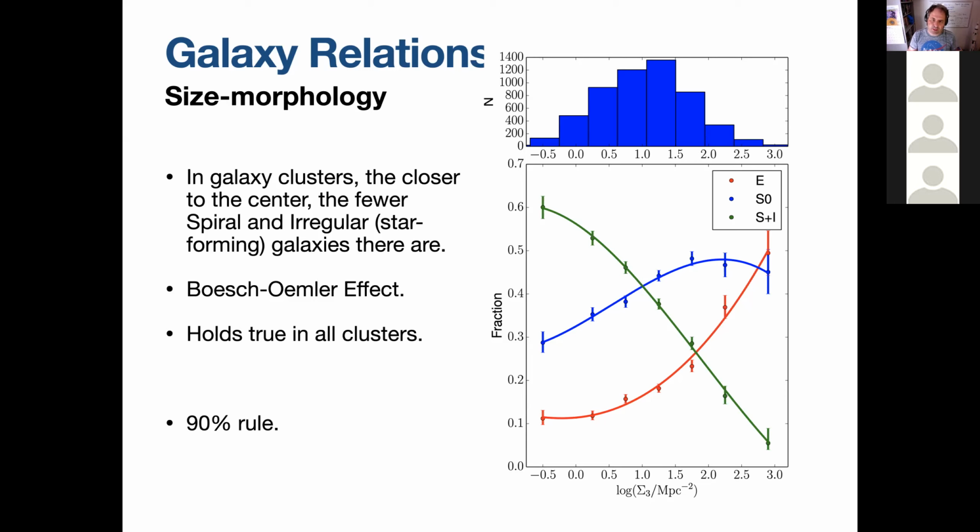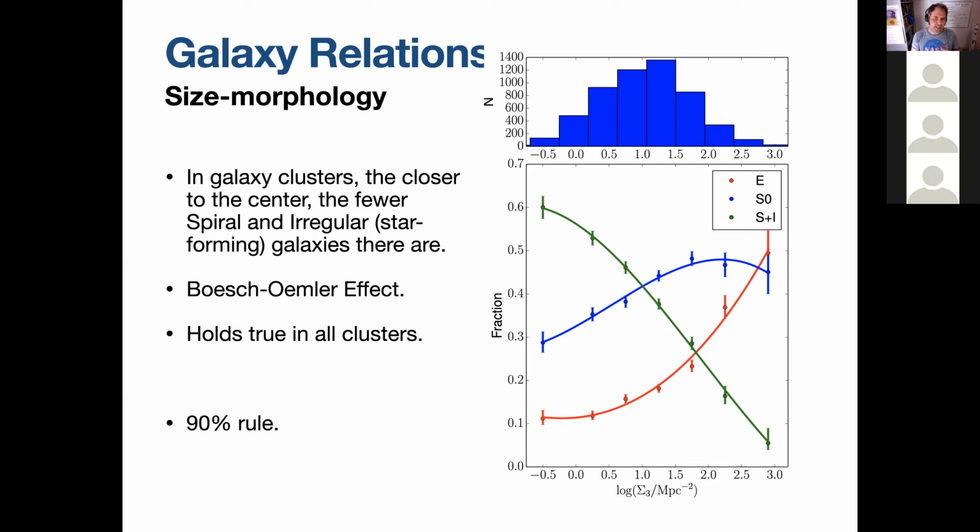S plus I means spiral plus irregulars. So it's basically everything that's a disk. And S-zeros is something in between. So those are the three that they kept track of. As you go to greater and greater densities, ellipticals become half the population in an extremely dense environment, and then S-zeros are the other half, and there's like 5% of disk galaxies left. So clearly, if I move my galaxies into a denser environment, they lose their disks.